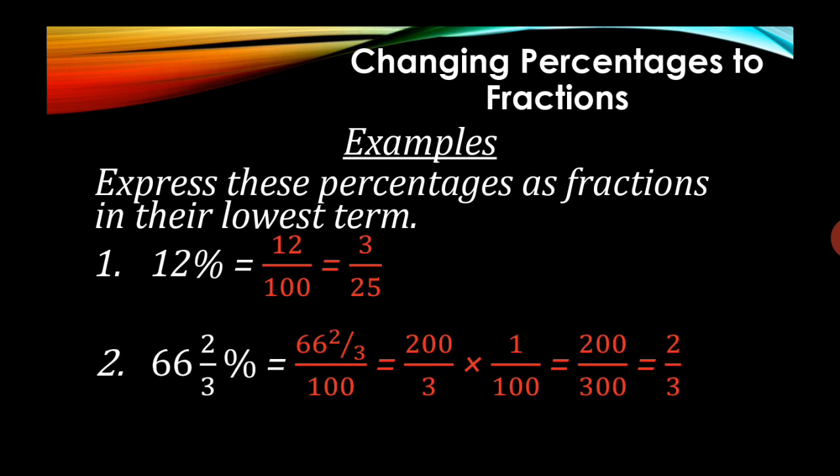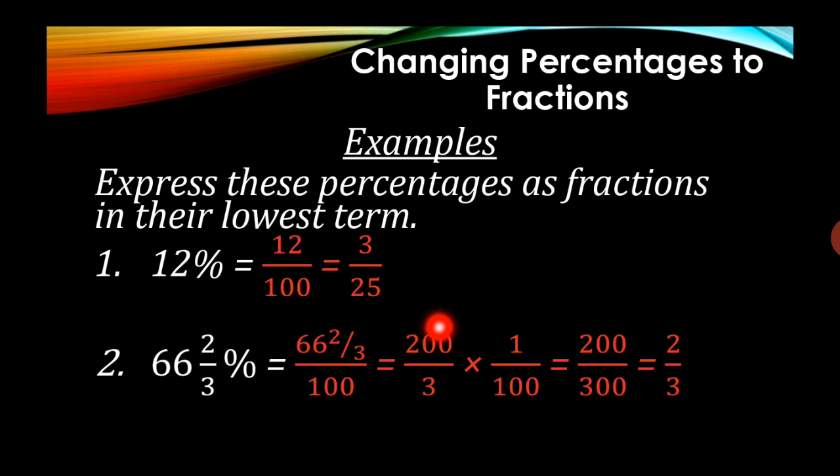The second one says 66 whole number 2 over 3. This is a mixed number. Let's quickly see how we can convert this into a fraction in its lowest term. Before we continue, don't forget I told you any number that has percent behind it means that number over 100. That means we have this mixed number over 100. That is why we have it here as 66 whole number 2 over 3 all over 100.